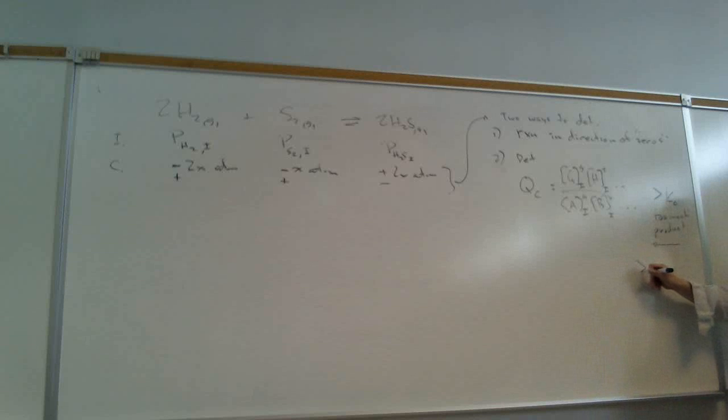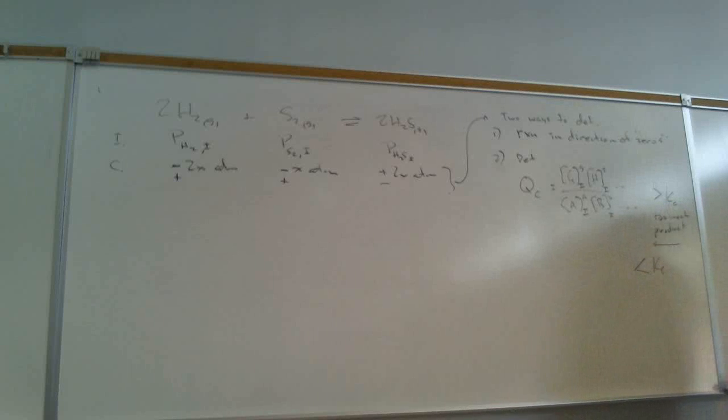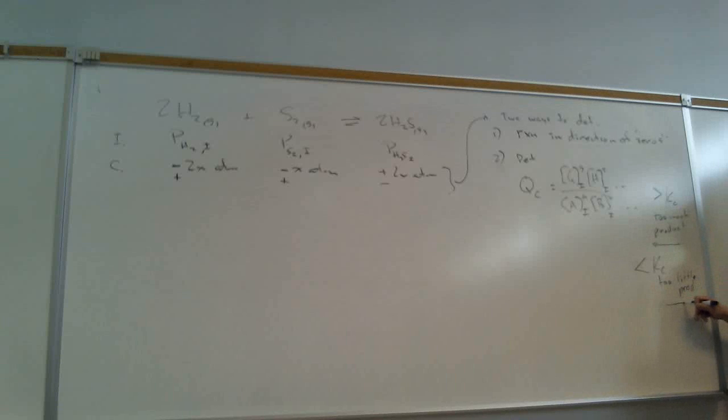If QC is less than KC, then we don't have enough. We need more product. And so too little product or too much reactant. And so the reaction's got to go forward. If QC is equal to KC, then no change. Why no change? It's already at equilibrium.